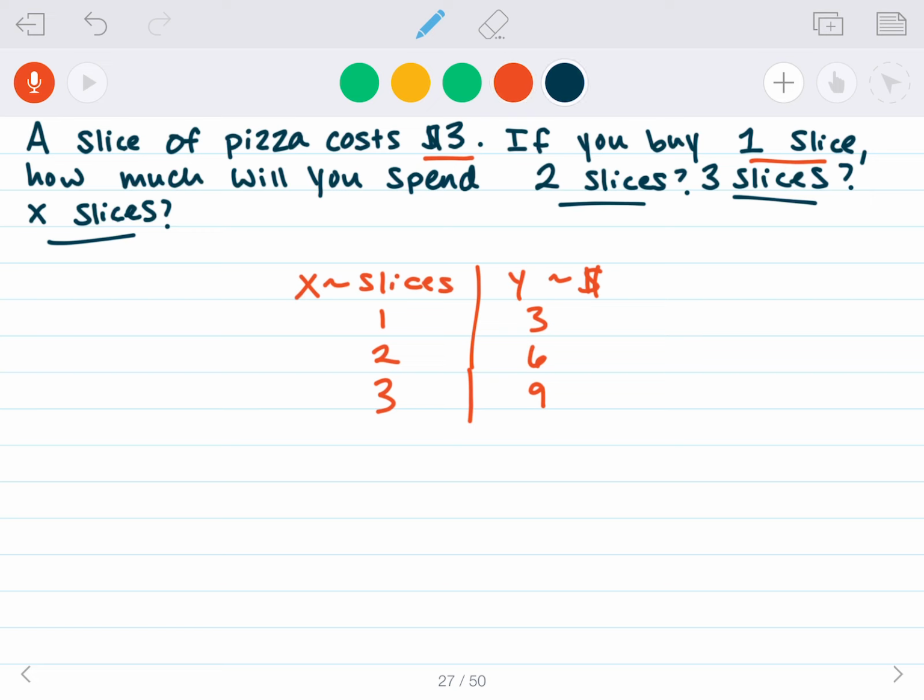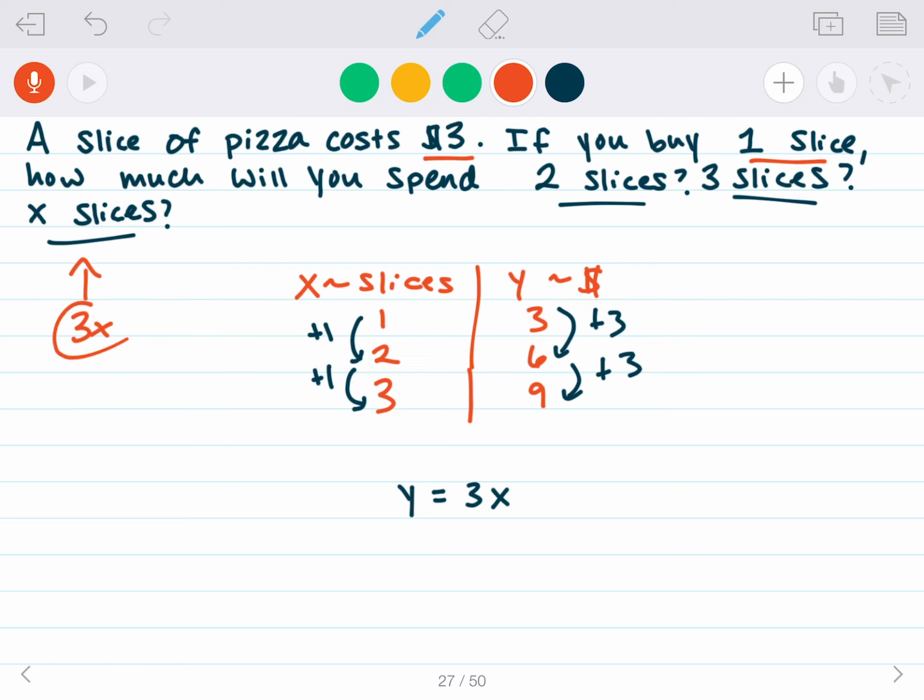So the idea is, we can see that as we're increasing by 1 here, the price that we're paying is increasing by $3. Makes sense, right? So our corresponding equation can be y equals 3x, where x is the slices of pizza that we buy and y is going to be the amount of money that we spend. So the answer here for x slices is you're spending 3x. Right? 3 times x. That's the relationship between the amount of slices that you buy and how much you spend.